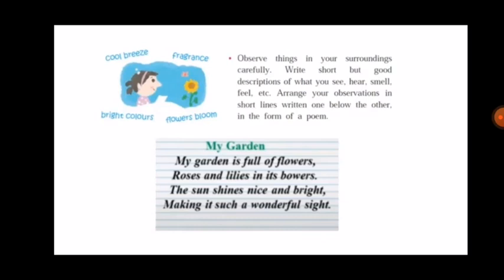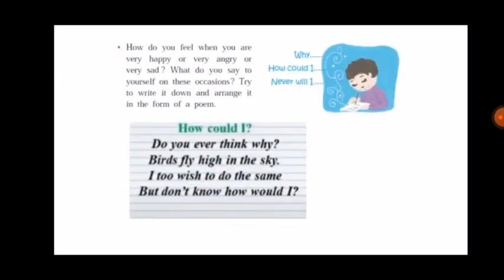roses and lilies in its bowers. The sun shines nice and bright, making it such a wonderful sight. So here also you can see the rhyming words are used: flowers, bowers, bright, sight. So she has observed the garden and then the lines she made in her mind and started writing a poem. Okay, now we'll go to the last activity.